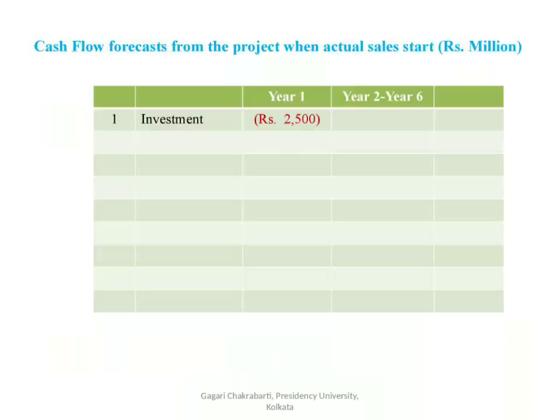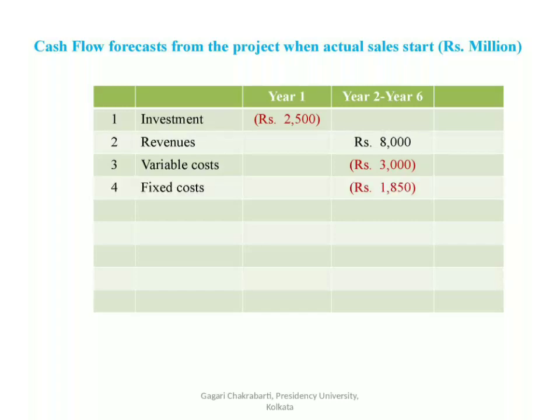So let us now consider the cash flow of the project. The investment of the project is 2500. The revenue it gives is 8000. The variable costs are 3000. Fixed costs 1850, and there is a straight line depreciation method. The project lasts for 5 years, so we can calculate the depreciation as 2500 by 5, that is 500. So after 5 years the value becomes 0.